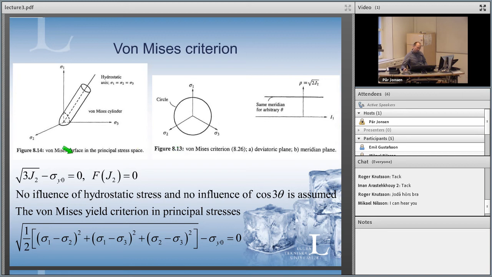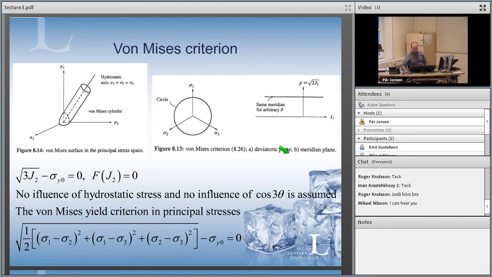If you look at this cylinder, it's straight. It's not growing or anything. So it has no dependence on hydrostatic pressure. The only thing that will affect this model is the deviatoric stress, and this is what you get from the J2 invariant. This will give you the amount of deviatoric stress, and when you reach a certain amount, you will yield your material. This is when you reach the surface. This is yielding with the von Mises model. So it's the simplest one.